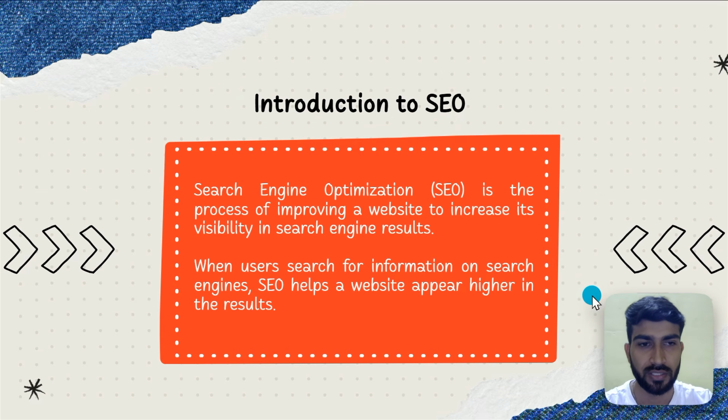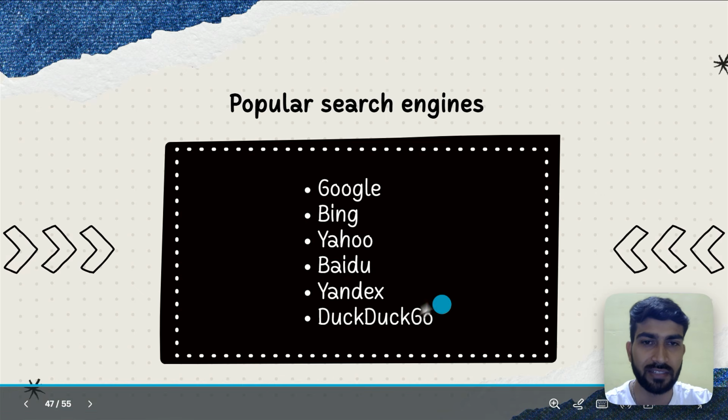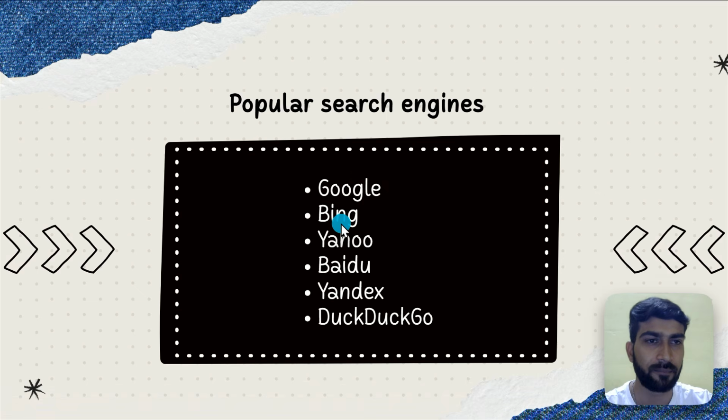Understood? Okay, now next, popular search engines. There are different search engines. We can see Google, Bing, Yahoo, Baidu, Yandex, DuckDuckGo. We mostly use Google or Bing, right? But there are different search engines. How can we check it out?